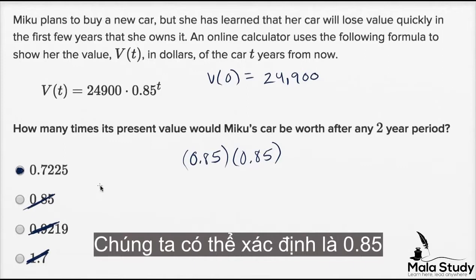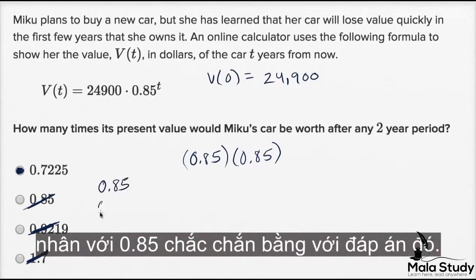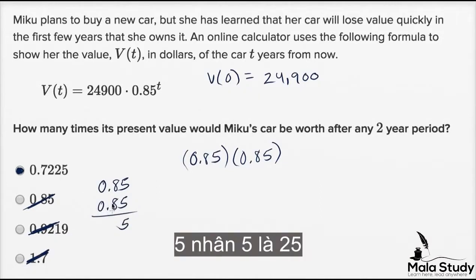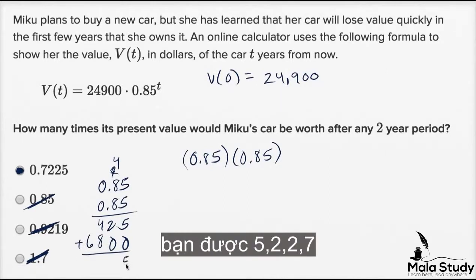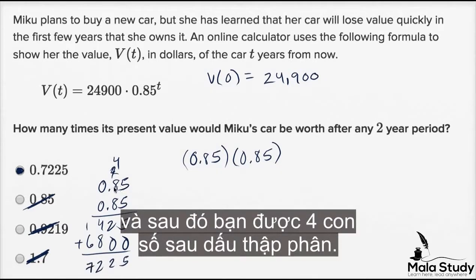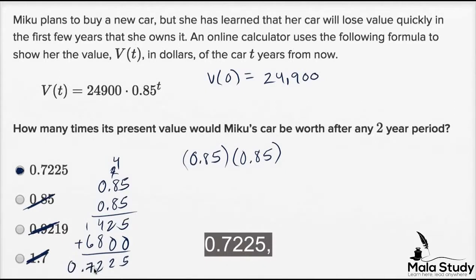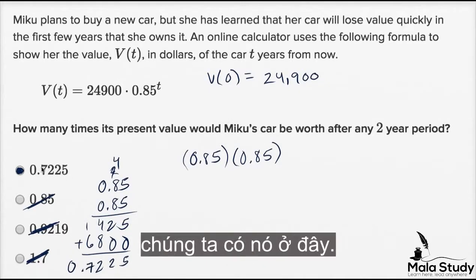And we can verify that 0.85 times 0.85 is indeed equal to that. 5 times 5 is 25. 8 times 5 is 40. You get 42. Let me scratch that out. So 8 times 5 is 40. 8 times 8 is 64, plus 4 is 68. Add them all together. You get 5, 2, 2, 7, and then you have 4 numbers behind our decimal place, 0.7225, which is exactly what you have there.